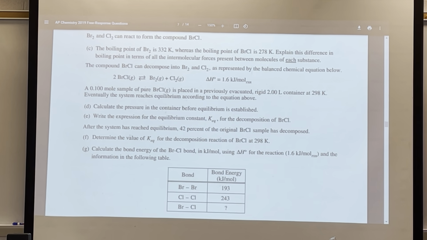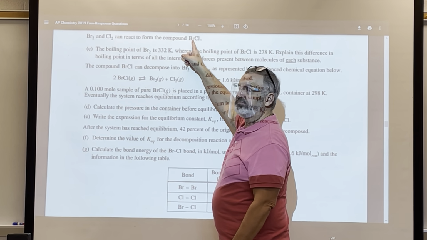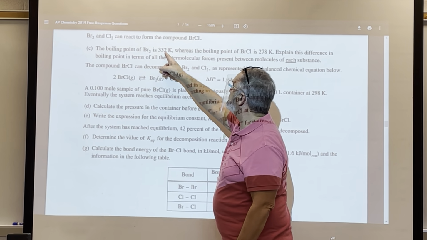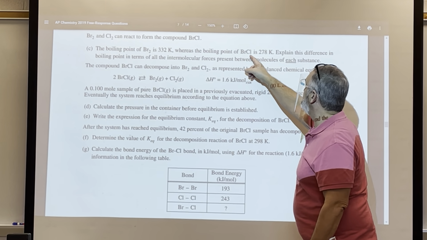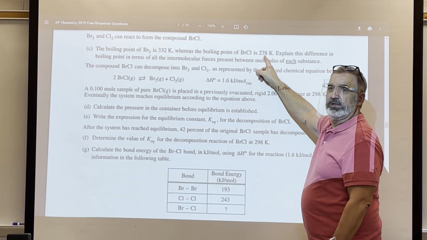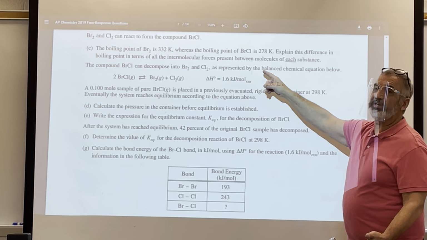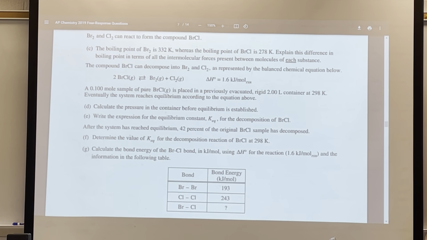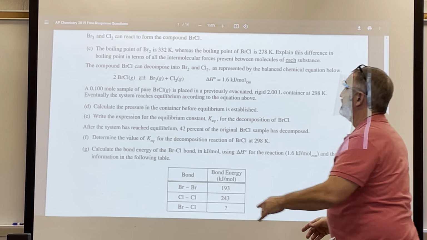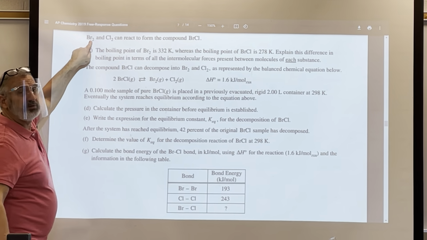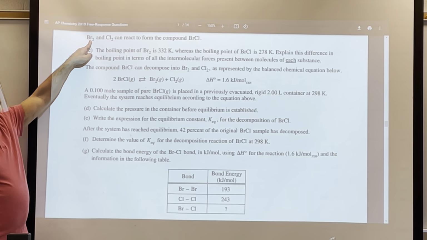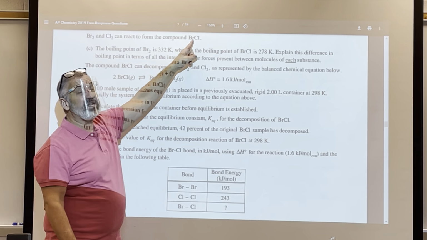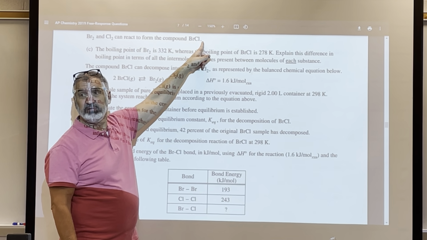So you've got bromine and chlorine that can react to form BrCl. The boiling point of bromine is 332, whereas the boiling point of BrCl is 278. Explain the difference in terms of intermolecular forces. So obviously the 332, what does that mean about the IMFs compared to 278? They're stronger. What's the only type of IMF with bromine? LDFs. But BrCl might have slight dipole-dipole.